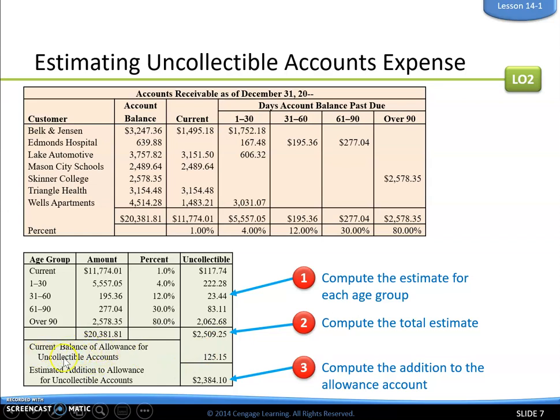Now, this is showing us a balance that we've already put in an allowance for uncollectible. So the way that I think of this is that we have this account set on the side for our allowance money, and we're going to use that money to cover our uncollectible accounts. Now, we have $125 in that account. Well, we need 2,500, so we're subtracting that to find the difference. This tells us that we need to add in $2,384.10 into that allowance for uncollectible accounts so that we can cover when people don't pay.